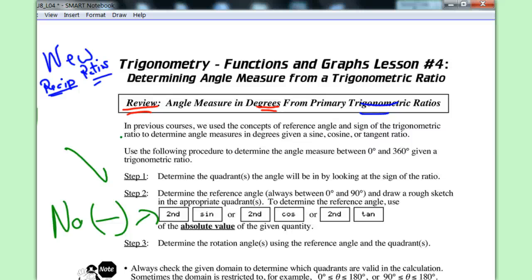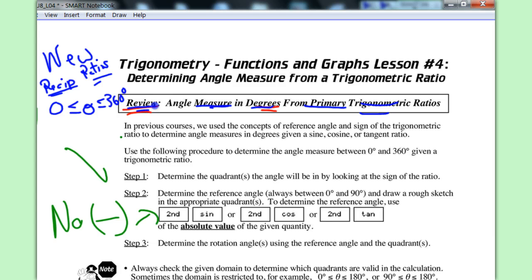Hello, Math 30-1. This is a topic that's mostly reviewed from Math 20, where it's just reviewing how you find angle measures in degrees from primary trig ratios. But these questions are going to be when theta is greater than 0 but less than or equal to 360. So it's going to involve using the CAST rule as well as making sure you find reference angles and so on.